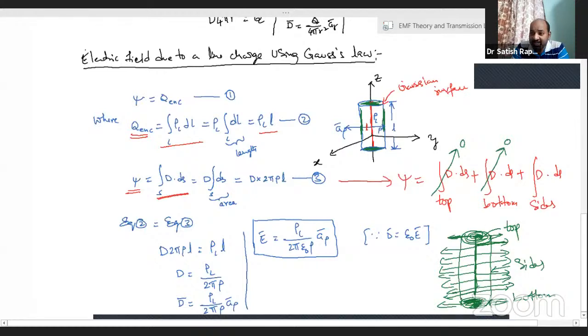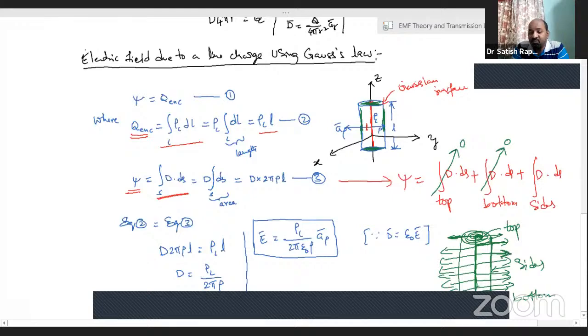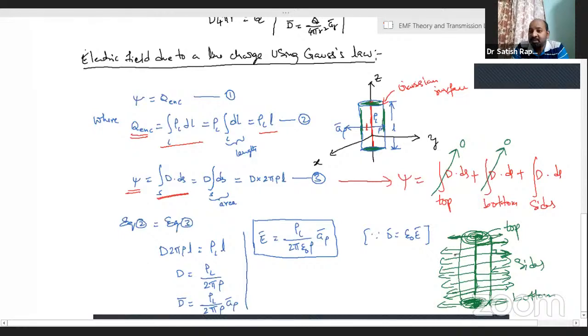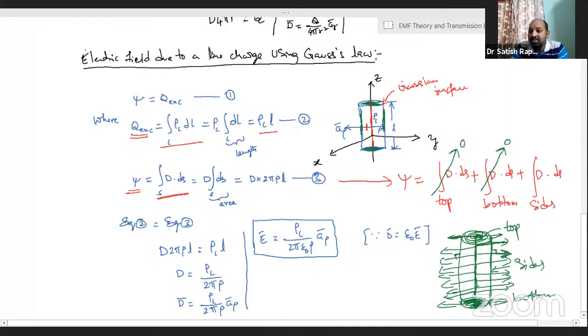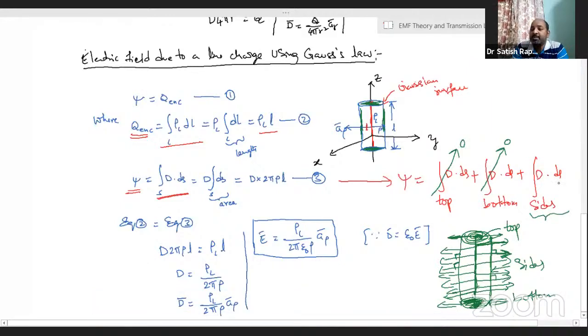But whereas to the sides, so this is the side of a cylinder, and this is the electric field flowing in this direction. So therefore, they are perpendicular. So the electric field is perpendicular to the sides, right? Got my point? The electric field is perpendicular to the side. So therefore, the integral over the sides is non-zero, right?